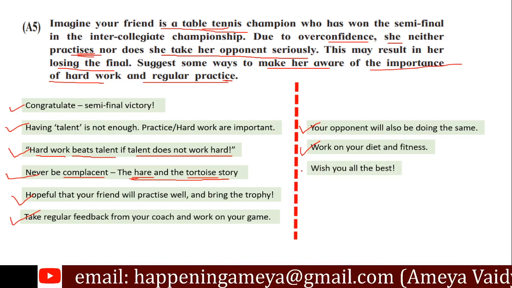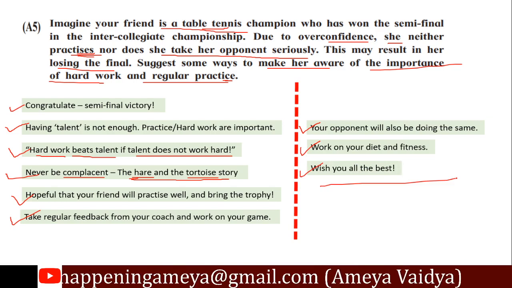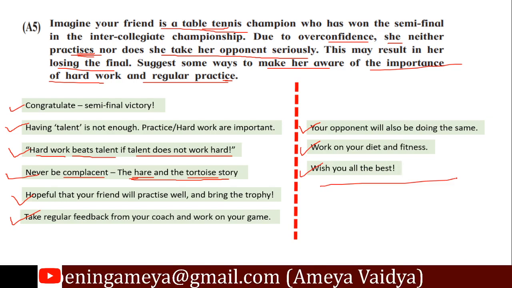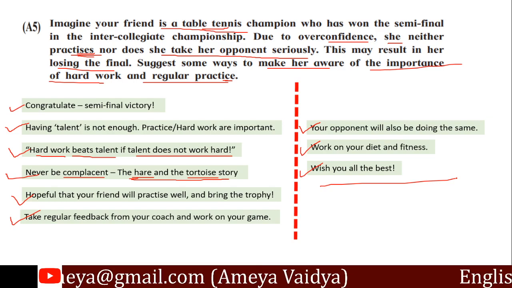And finally, you can wish your friend all the very best, and end it on a happy note that as soon as you win the trophy, do visit our place. We will celebrate your success together.